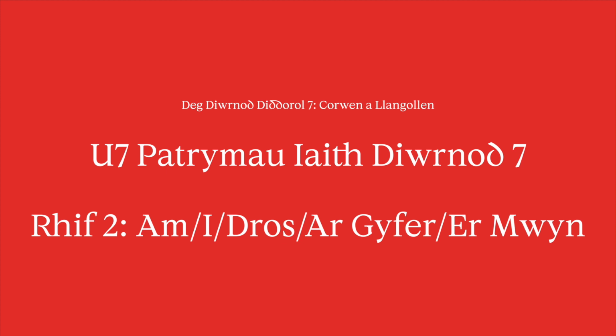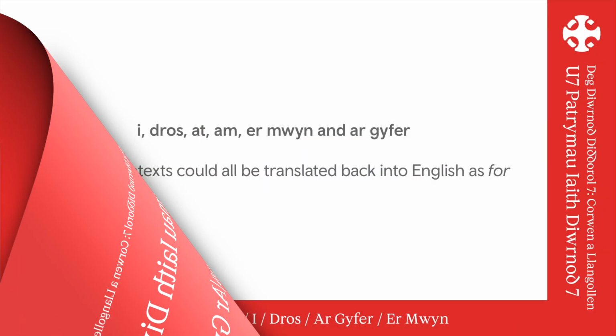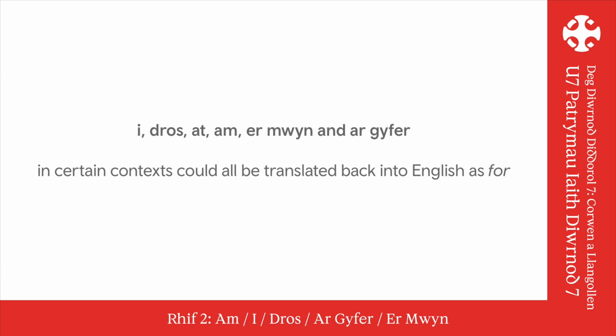Am, i, dros, ar gyfer, mwyn. For. The English word for doesn't translate well into Welsh. I, dros, at, am, mwyn, and ar gyfer, in certain contexts, could all be translated back into English as for. So here are a few points to consider to get the correct word in your sentence to communicate the English word for.